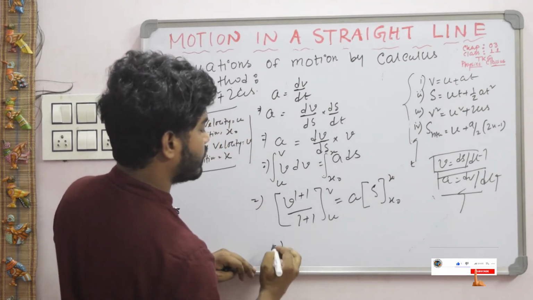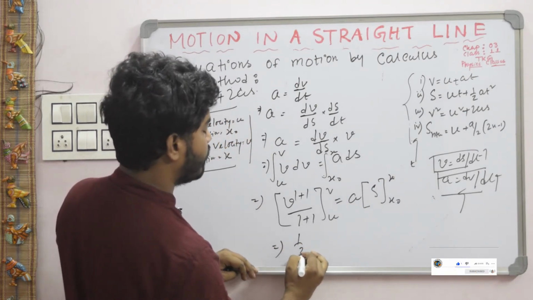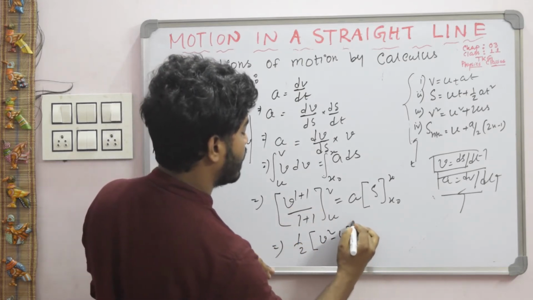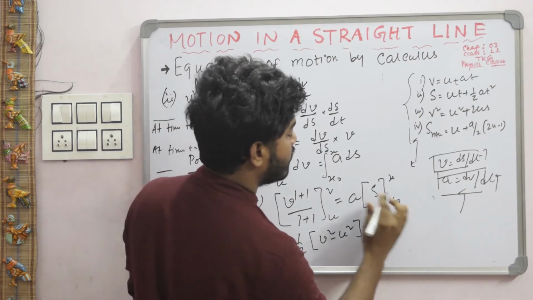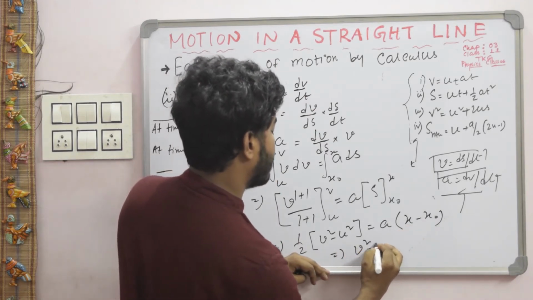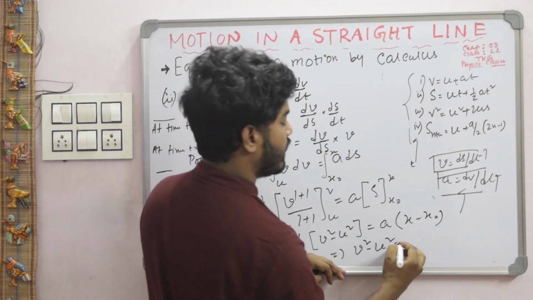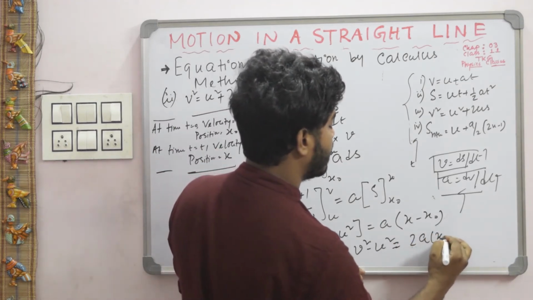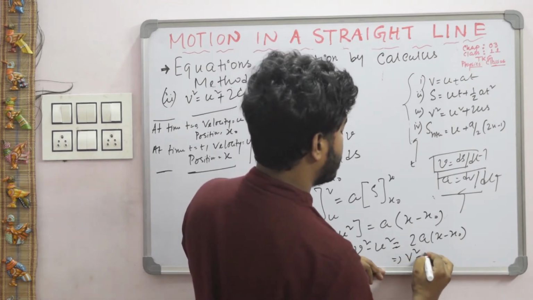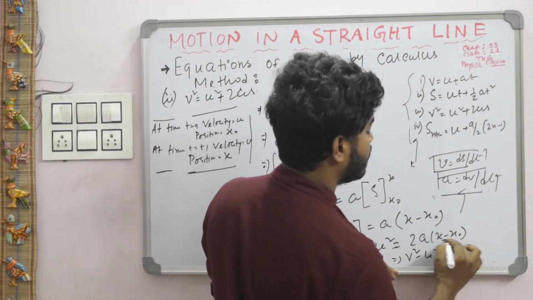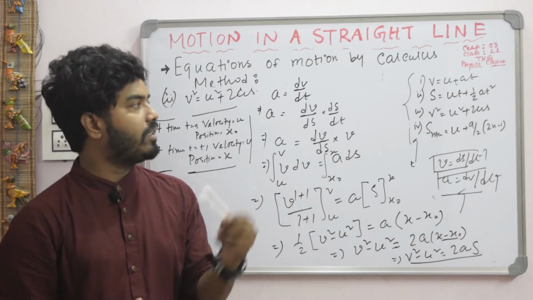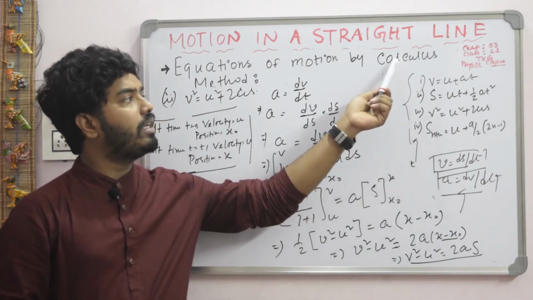So this becomes half, that is v, 1 plus 1, that is v square. So this becomes v square minus u square, a into x minus x naught. So v square minus u square, this half on this side, that is 2a into x minus x naught, and you know the value of x minus x naught, that represents s. So v square minus u square is equal to 2as. This is the solution, the proof of the third equation by using the calculus method.